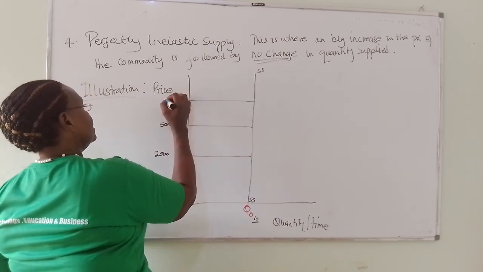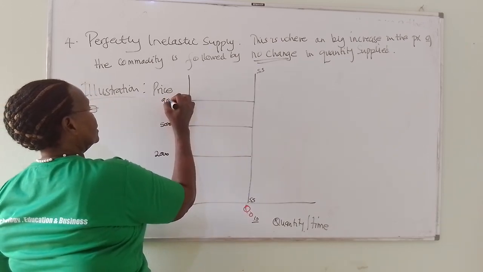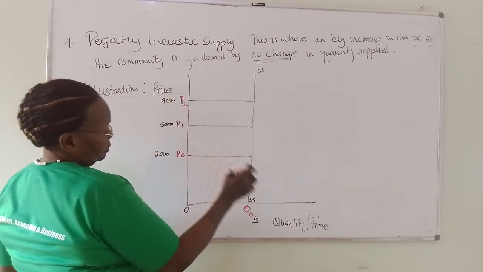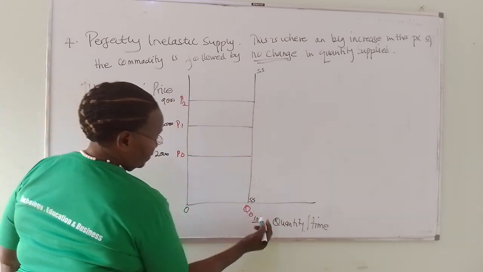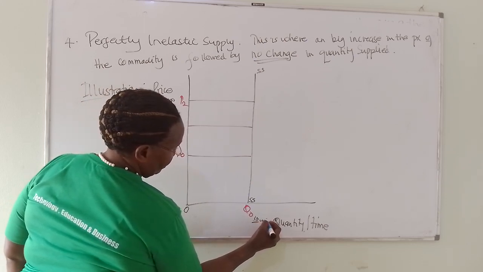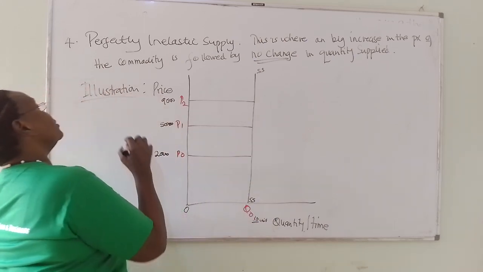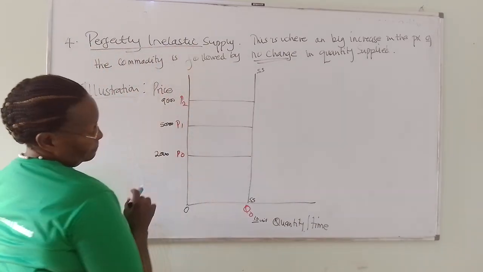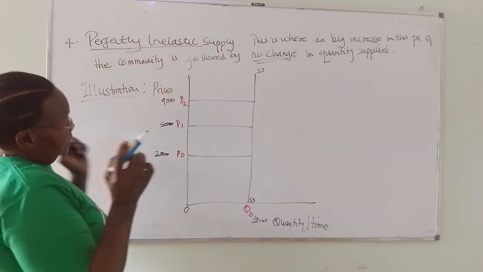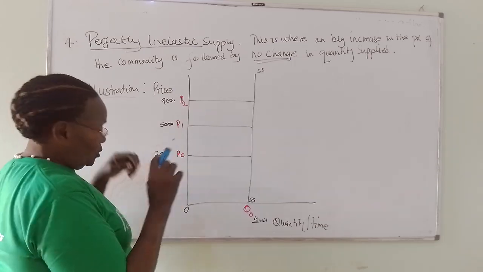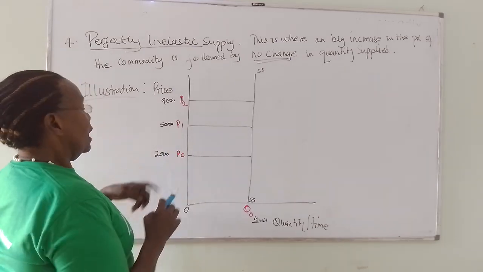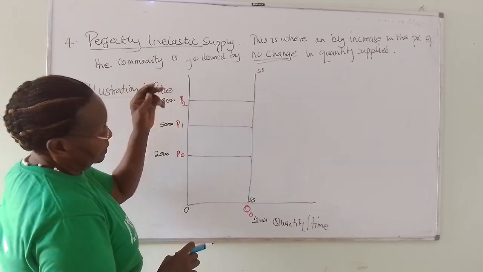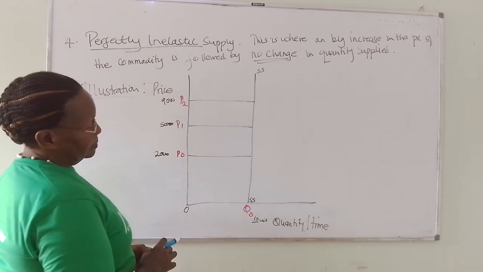The price increases maybe to 9,000 shillings, whereby, according to the law of supply, at a higher price you're supposed to increase the supply, but you find that the quantity remains 10 units. So here we say our supply is perfectly inelastic. It is not extending, it is not responding, it is not increasing, not reducing. At a lower price, the same quantity is supplied, and at a very high price, again the same quantity is supplied.